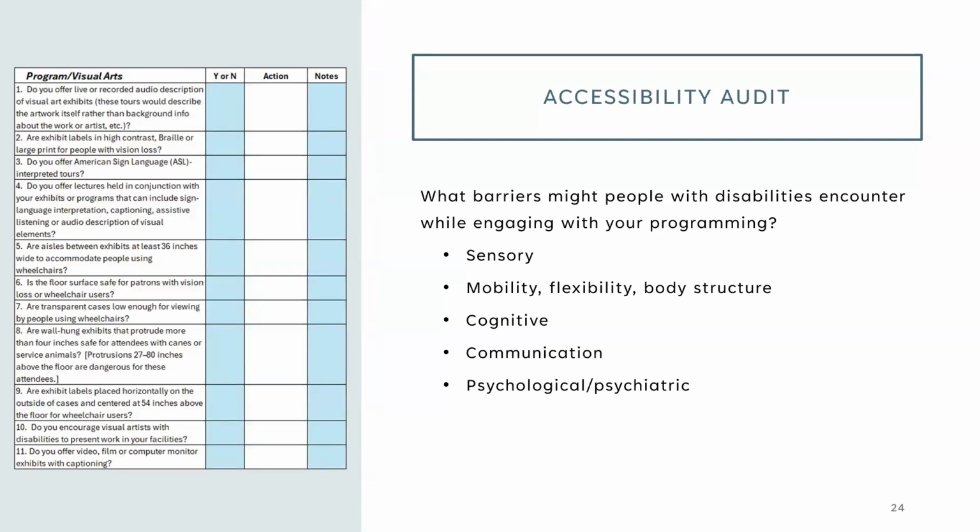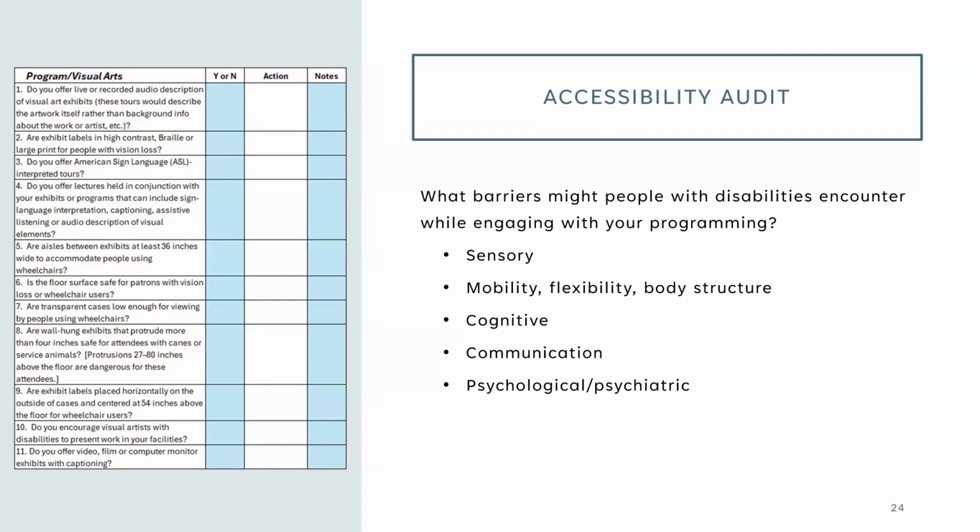And there are several types of impairments or differences to consider when you're thinking about this. It could be sensory differences, how people sense the world, including things like seeing, hearing, sensory processing. It could be differences related to mobility, flexibility, body structure, how a body is reacting with the environment. It could be cognitive differences related to developmental, intellectual, and social skills, differences related to communication, psychological or psychiatric differences, all things that you can consider in thinking about what kinds of barriers people might encounter.